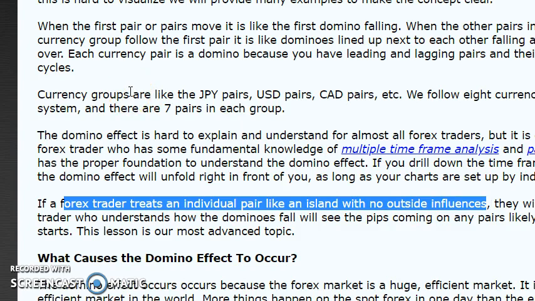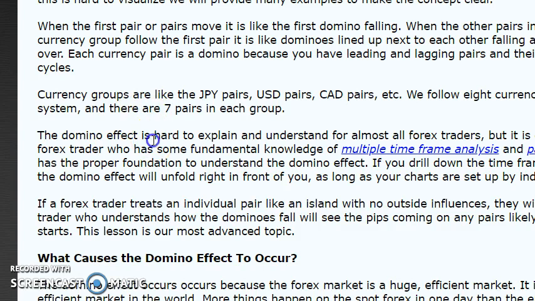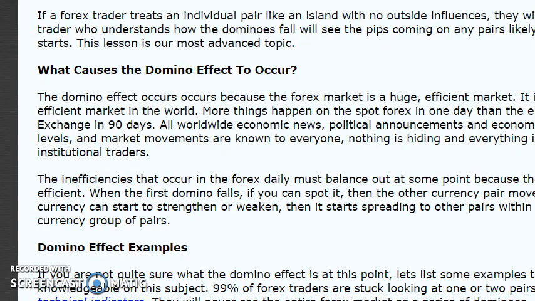Now, most Forex traders trade the Euro USD, but they're not analyzing all of the Euro pairs or all of the USD pairs to try to understand what is influencing the movement. And you can apply the domino effect to one pair. You can apply the domino effect to any group of currency pairs or the entire market. So what causes the domino effect to occur?